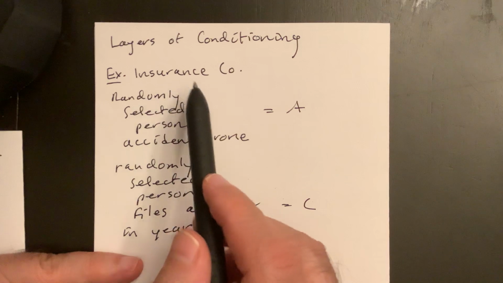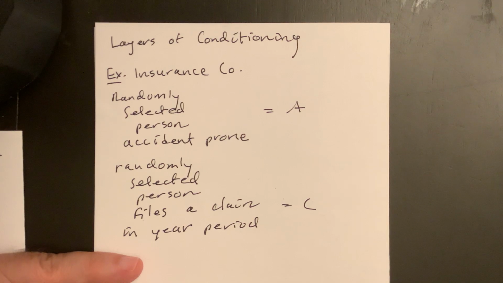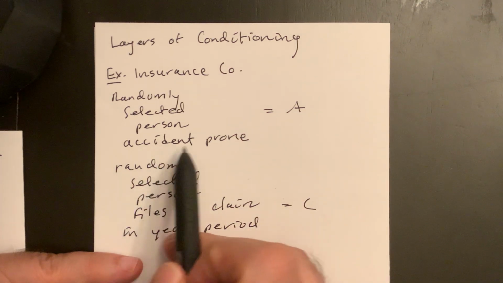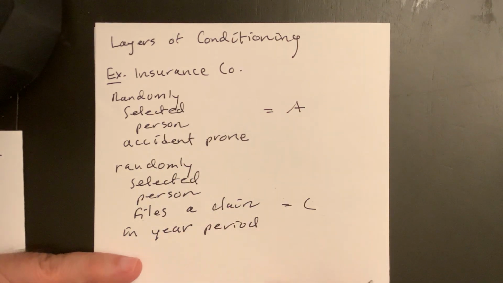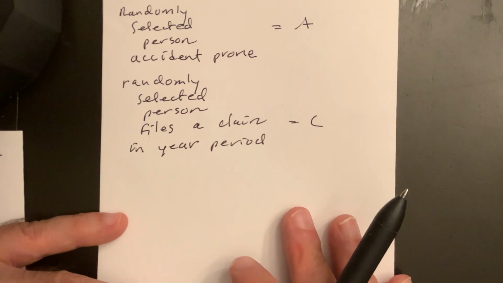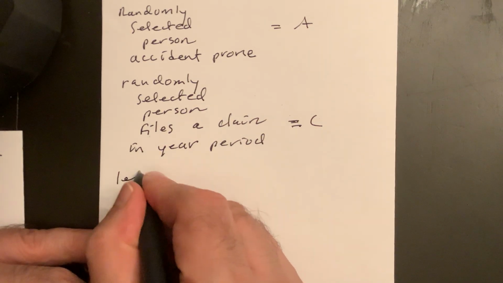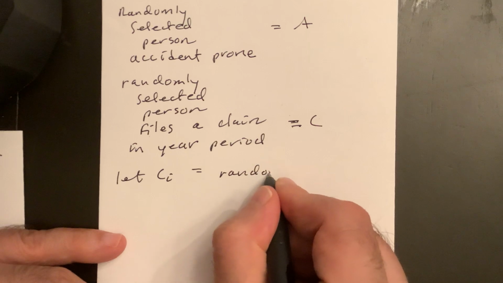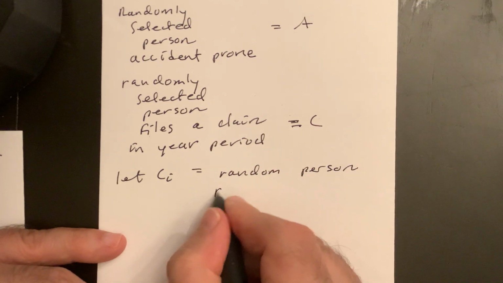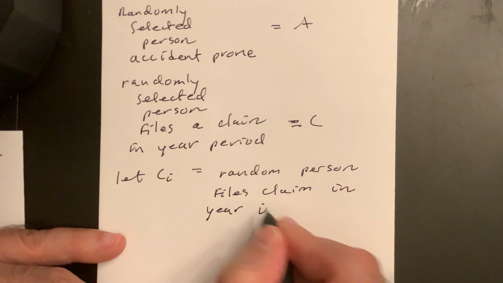Suppose that a person is accident prone, which will be event A. Okay, I'll say the event a randomly selected person is accident prone is A, and a randomly selected person files a claim in a year period is C. Also, we'll let C_i equal the event random person files claim in year i.